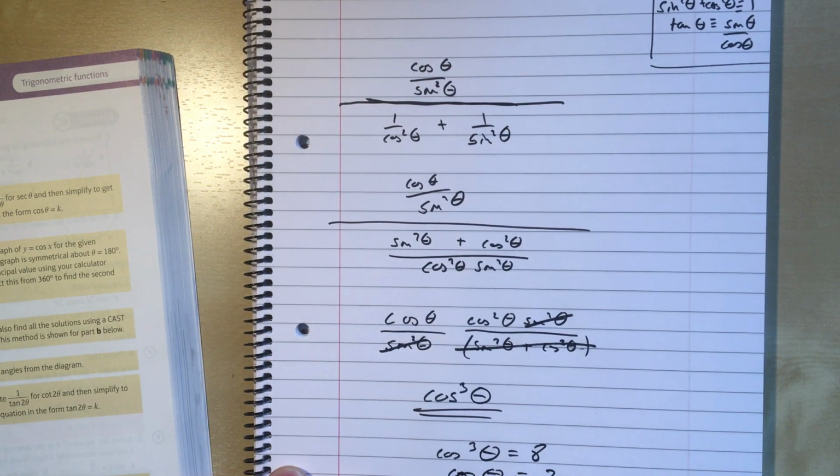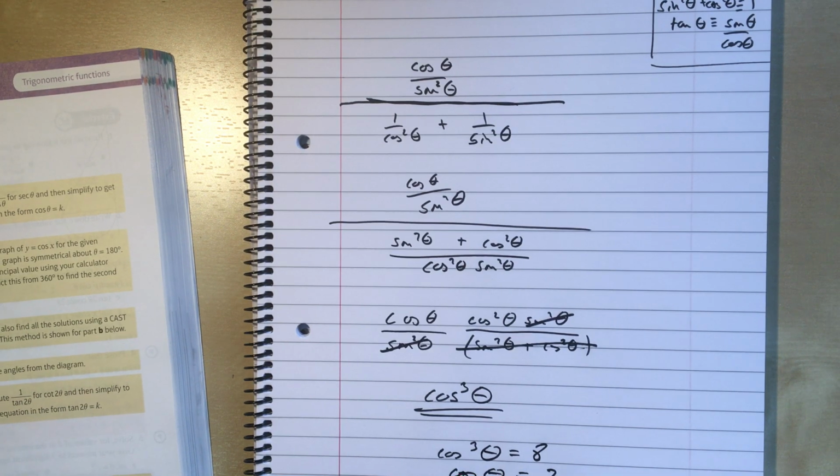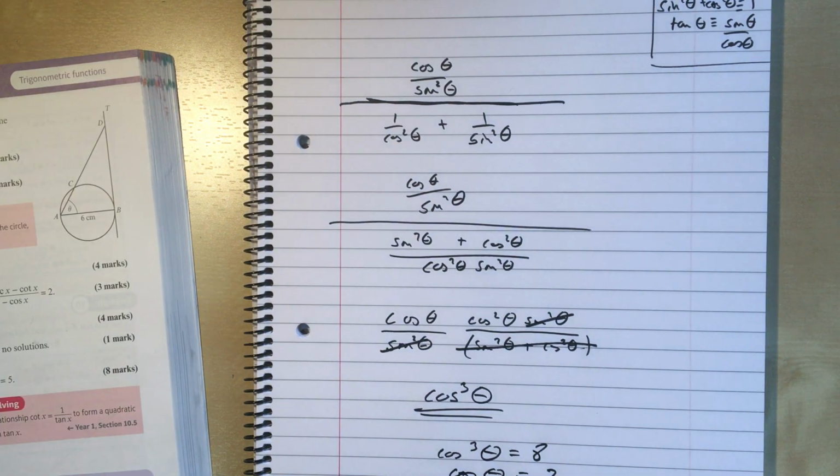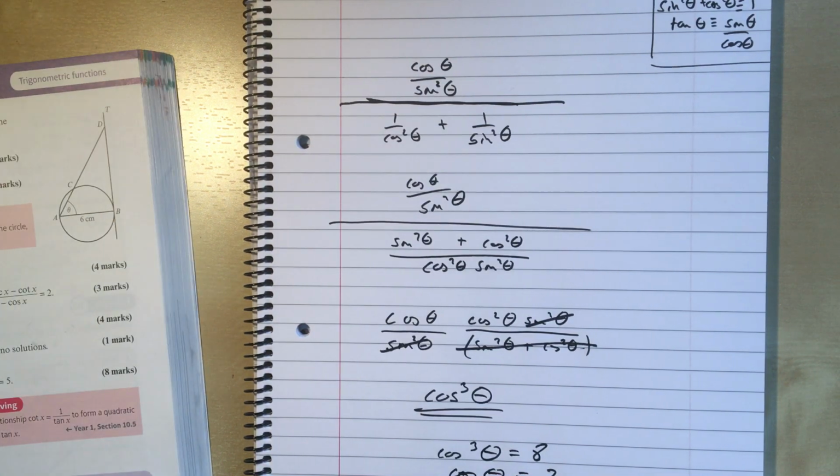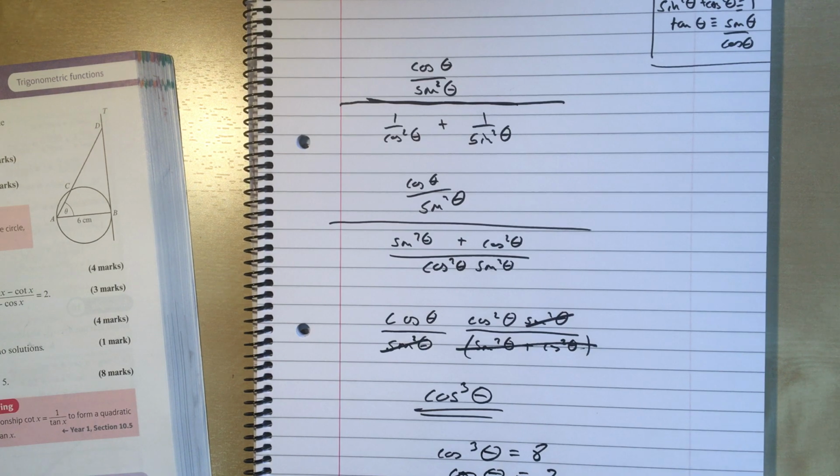Why does that have no solutions? Well, because the biggest that cos theta can be is plus 1. The biggest it can be is plus 1, and 2 is bigger than 1. There we go, 2 is bigger than 1. Words of wisdom there. Right then, that's the end of section 6.3.